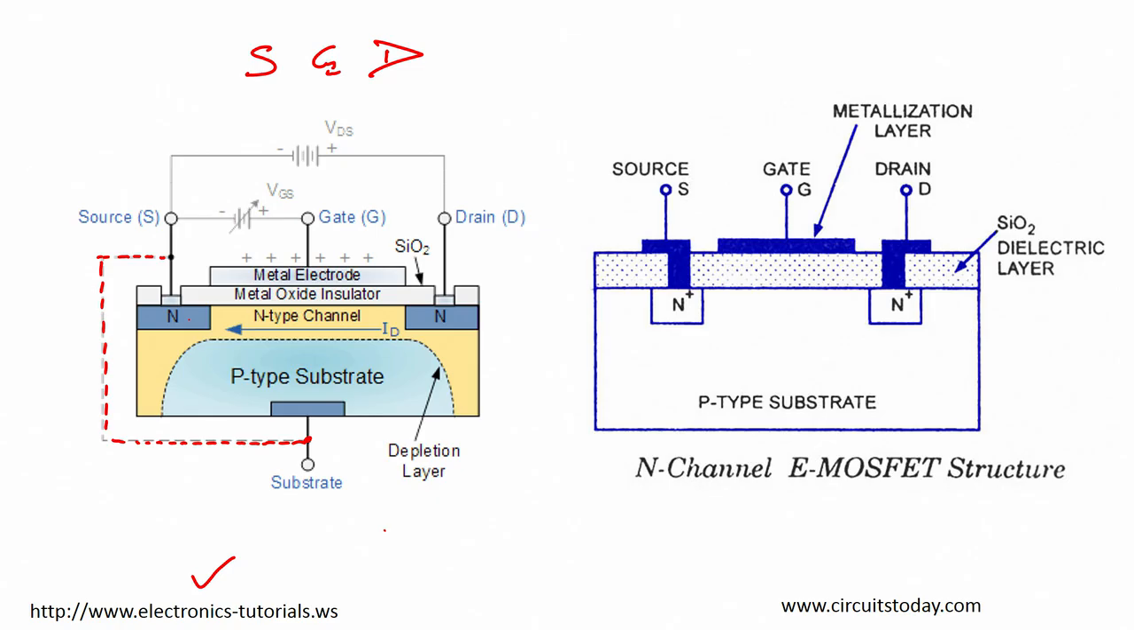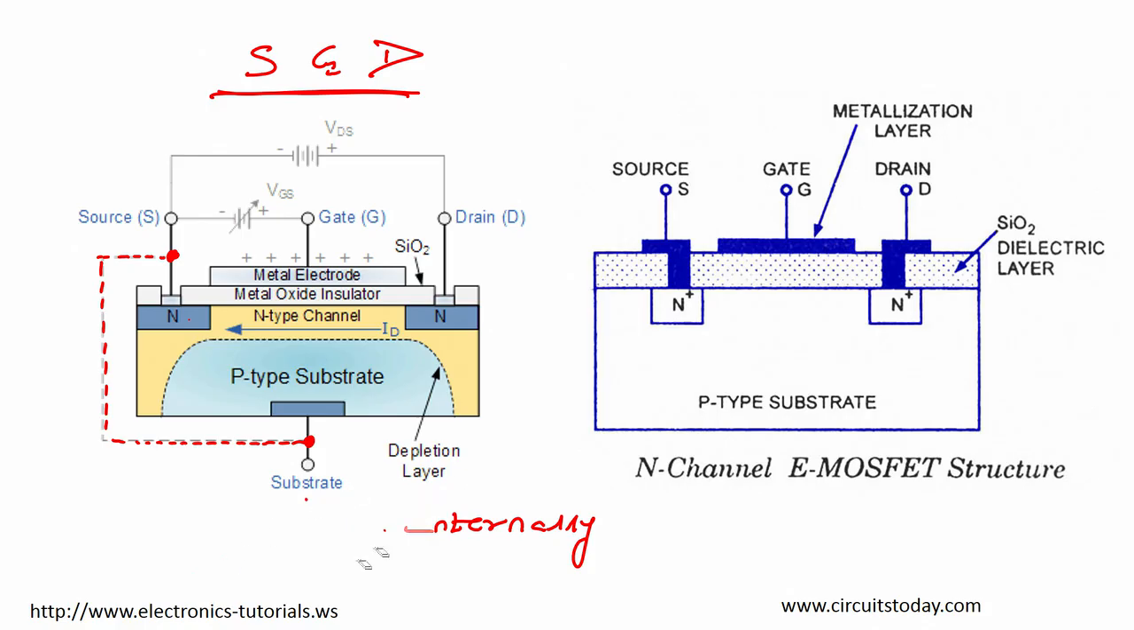So, why is there no 4th terminal? Why is the 4th terminal not there? Because the substrate is internally connected to the source. My substrate is internally connected to my source. That is why you will find that there are only 3 terminals in most of the MOSFET ICs that you can get from the market. Alright, very easy, super easy, right.